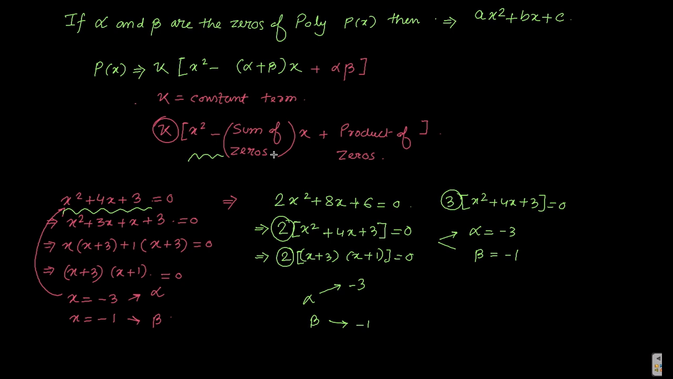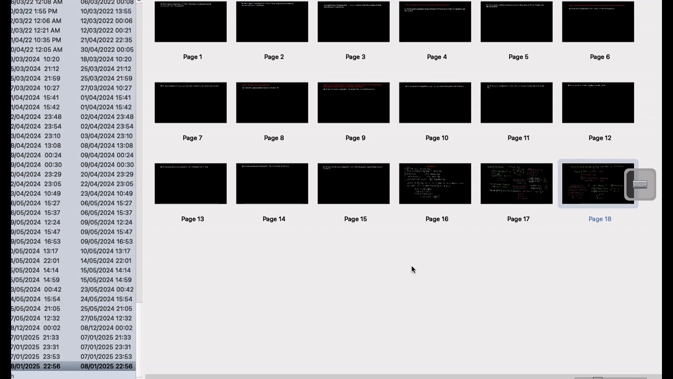Now we can go through some examples. Okay, let's start with the examples. The first one is on this page: find the zeros of the polynomial y square plus 4 root 3 y minus 15, and verify the relation between the zeros and coefficients of the polynomial. It is a very simple question.